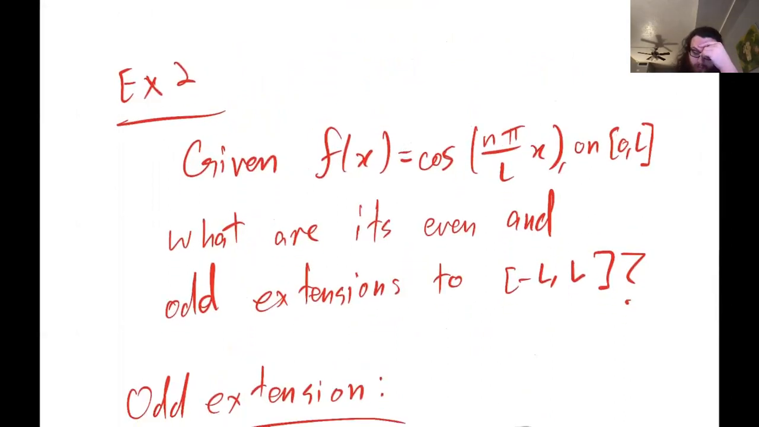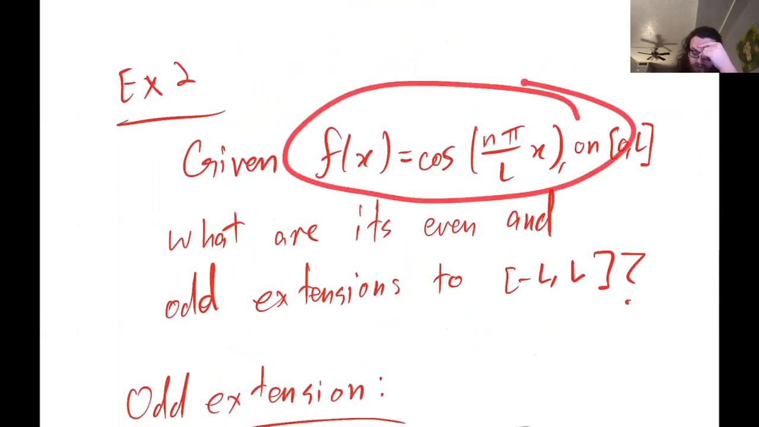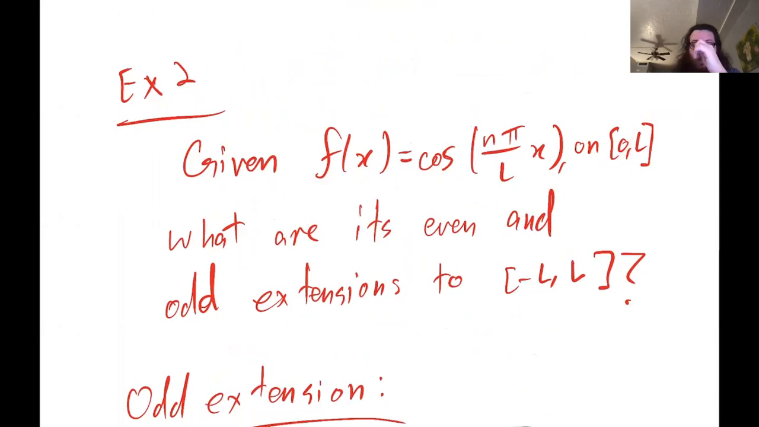Okay. So another example, we're given this function cosine of n pi over L x. And so maybe here we'll think of n as equal to, let's go with 1.